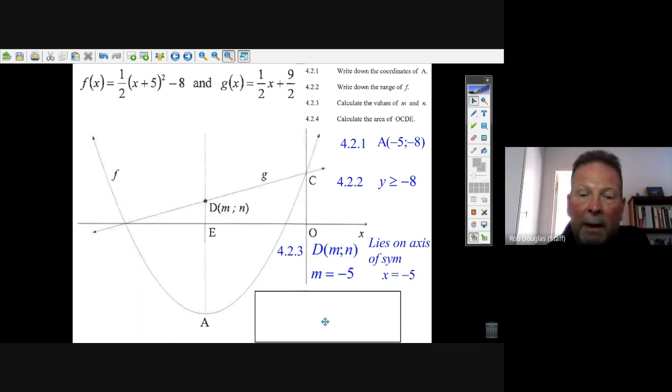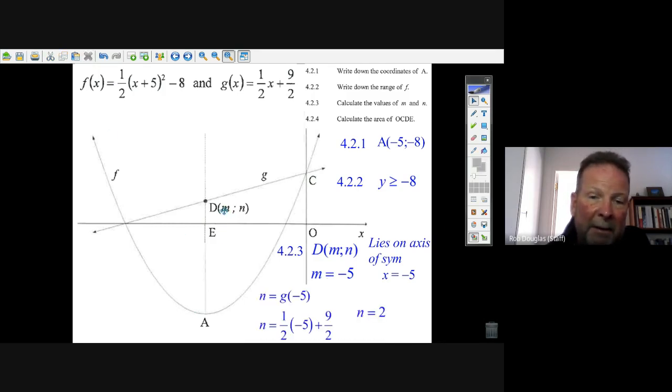The next part, figuring out N, is a little bit harder. But we have to take that minus 5 and put it into the equation they gave us for g. So if we've got an x value, we can find a y value. We want to find the value of the function g at minus 5. So you take minus 5, you put it into this function. 1 half times minus 5 is minus 5 over 2, plus 9 over 2 is 4 over 2. That means n equals 2. So m is equal to minus 5 and n equals 2.